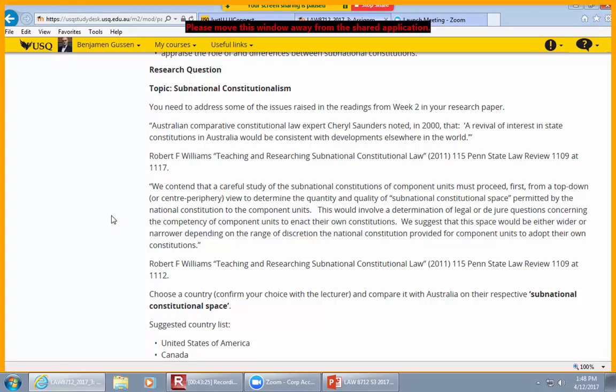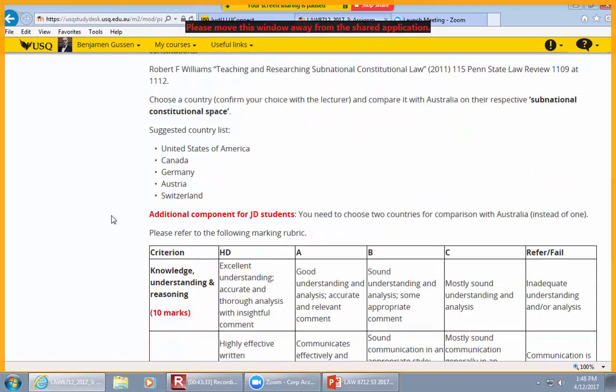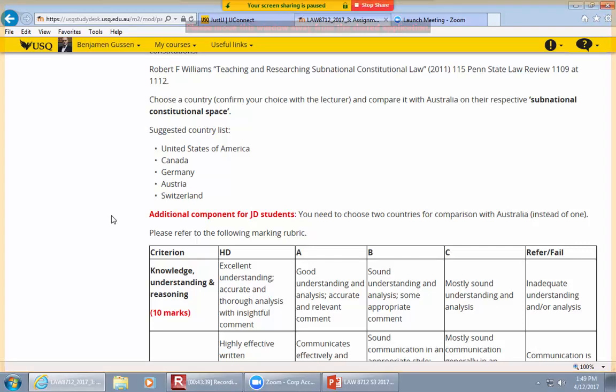So he's assuming that there's discretion already. Okay? All right. Now, let's say you choose another country, and you want to confirm that with me, please. So just send me a quick email to let me know that you are still alive and say, hi, I'm doing this research paper and I would like to choose these countries. What do you think?